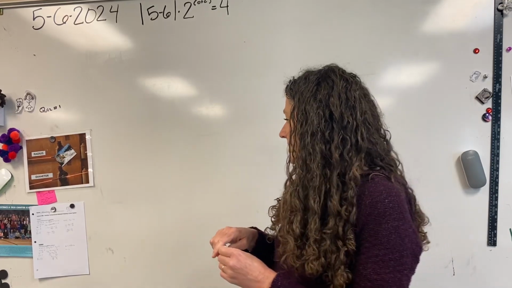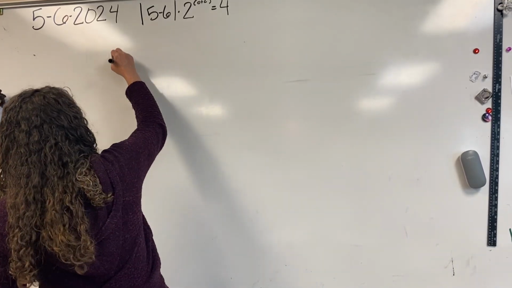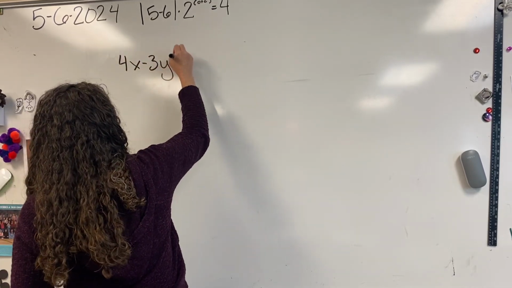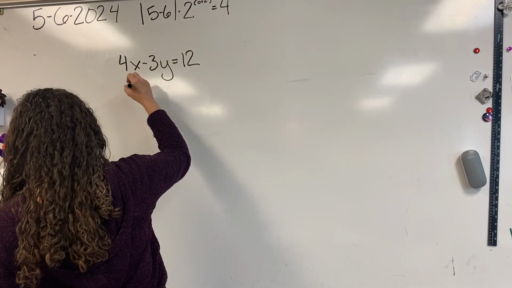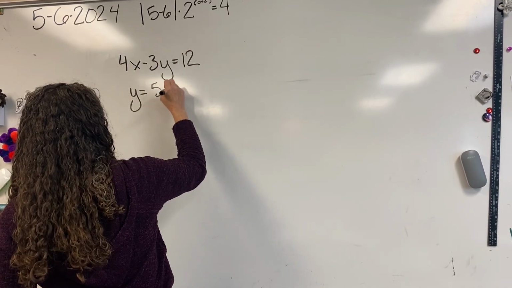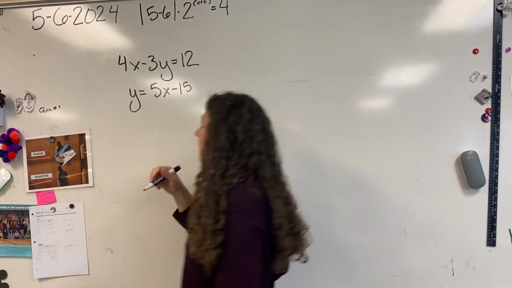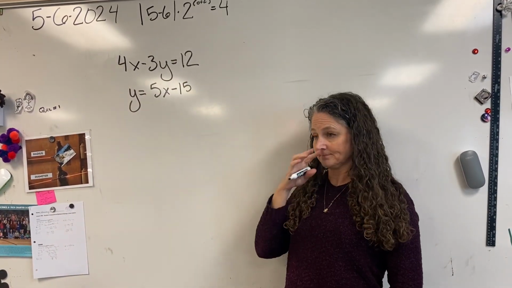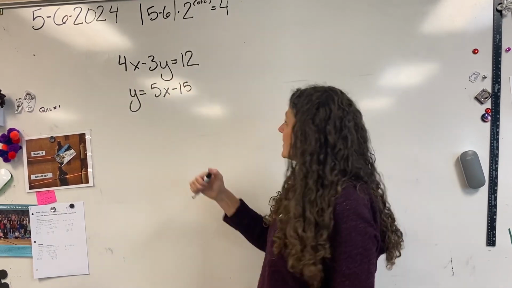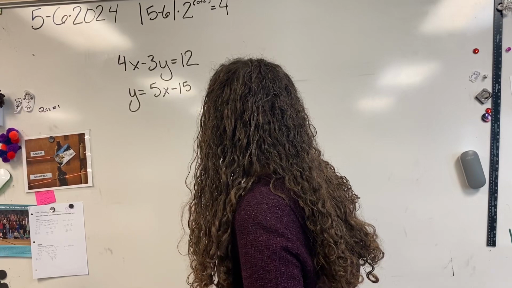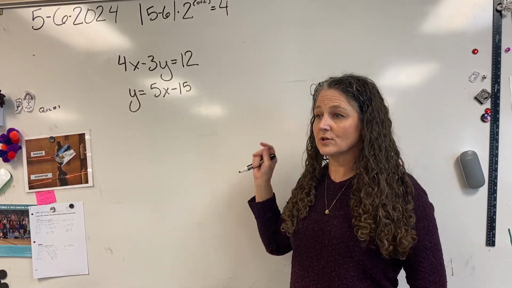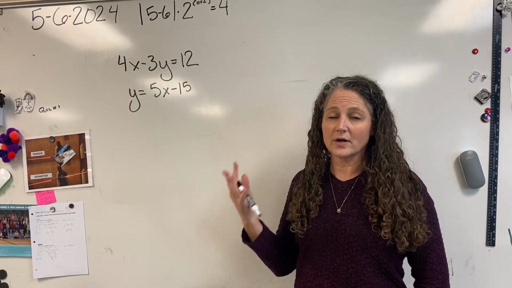Okay, so let's look at example 1. We have 4x minus 3y equals 12. And then we have y equals 5x minus 15. Now, could I graph these? Technically, yeah, I could totally put this in slope-intercept form. Slope-intercept form is y equals 3/4 x minus 4. Totally graphable. These are totally going to intersect. But do I want to graph it all the time?